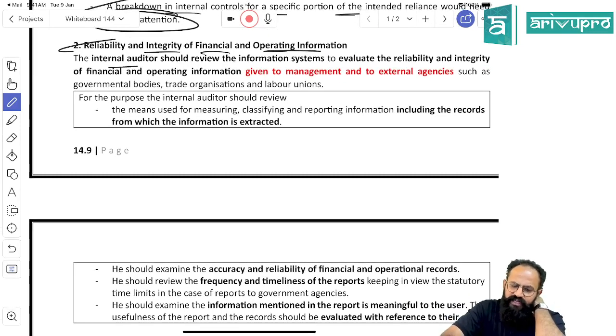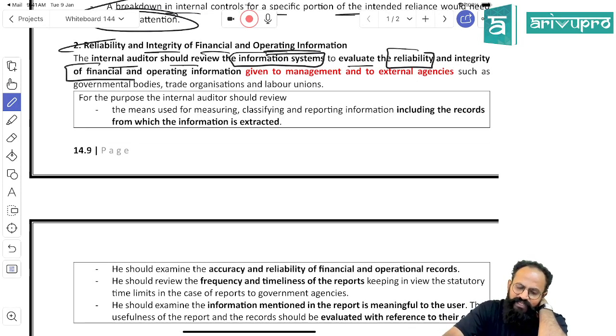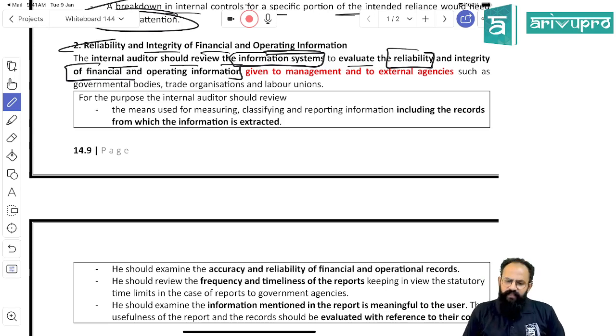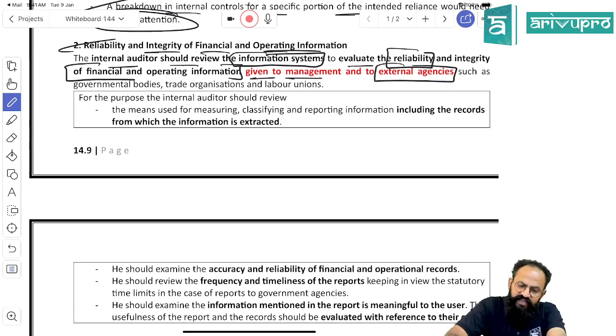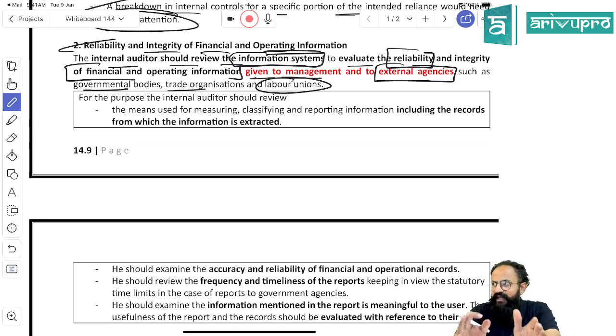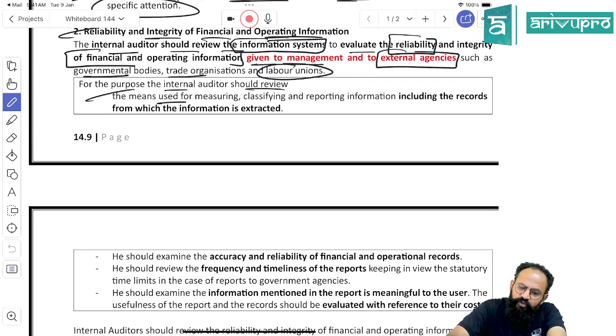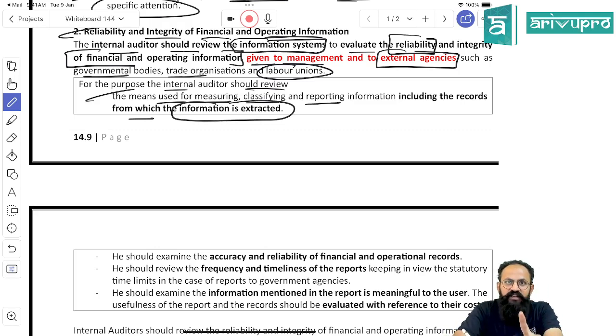Now try to read. The internal auditor should review the information systems to evaluate the reliability and integrity of financial and operating information. So you are sending so many reports for the year. This was the cost for the year. This was the sales. Now all of this is given to the management and to external agencies. It can be your third parties, such as government bodies, trade organizations and labor unions. For all of them you have given these reports. Now whether all these reports are showing proper information? Because based on these reports there are so many decisions being made. Now, for the purpose, the internal auditor should review the means used for measuring, classifying, reporting information, including the records from which the information is extracted. Now the first question, I am saying you check whether this information is reliable or not. How will you check? First one, I will check the source.